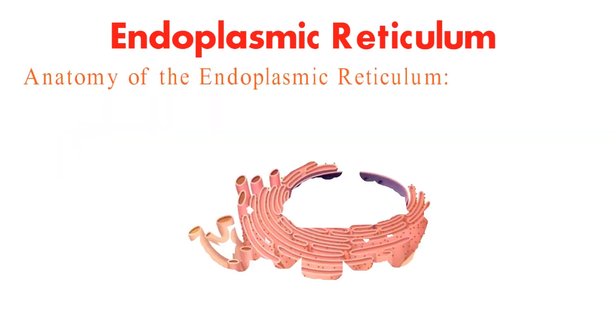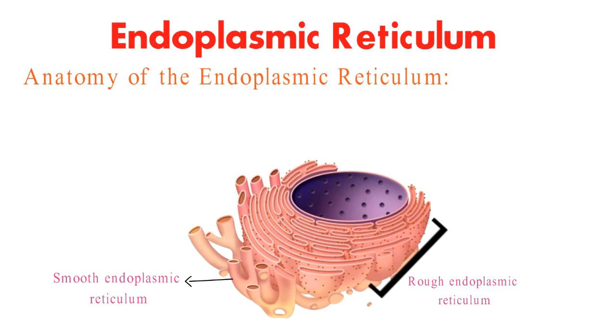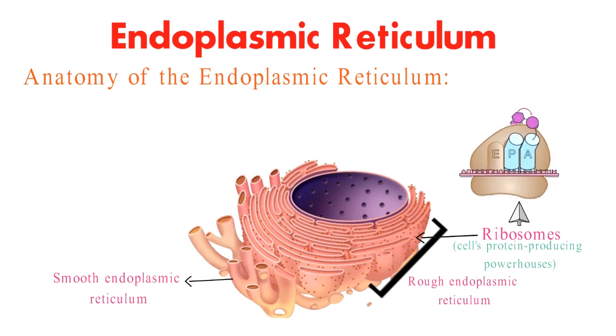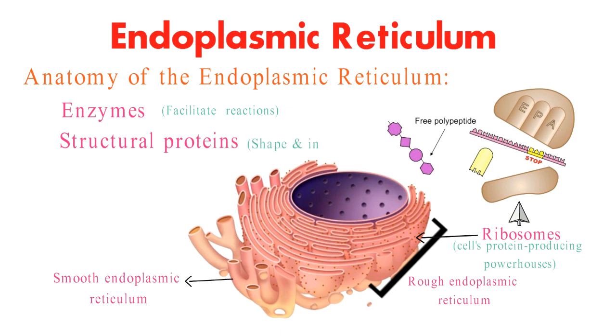Now, imagine this network split into two main types: the smooth ER and the rough ER. The rough ER stands out due to its studded appearance, thanks to ribosomes dotting its surface like busy workers in a factory. These ribosomes are the cell's protein-producing powerhouses. As the ribosomes work tirelessly, they synthesize proteins that will serve diverse functions within the cell and even beyond. These proteins can range from enzymes that facilitate chemical reactions to structural proteins that give the cell its shape and integrity.